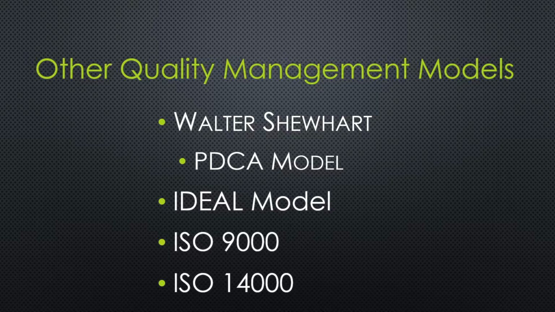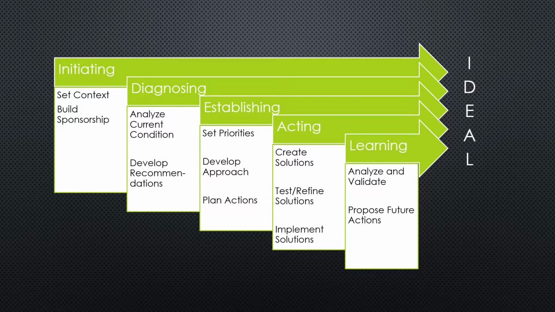in depth with. So the IDEAL model essentially started out in software engineering, but then they realized that it could be applicable to a variety of other fields as well. And so it's a 5-step process that spells out the word IDEAL, including initiating, diagnosing, establishing, acting, and learning. And so in each section, there's certain stages and certain steps we do within each stage of the IDEAL model.